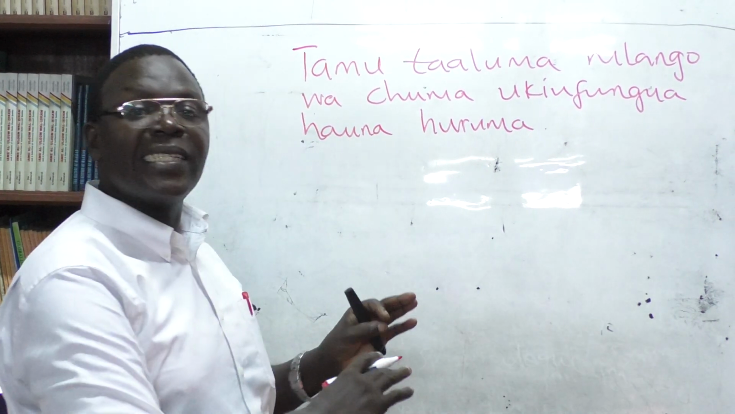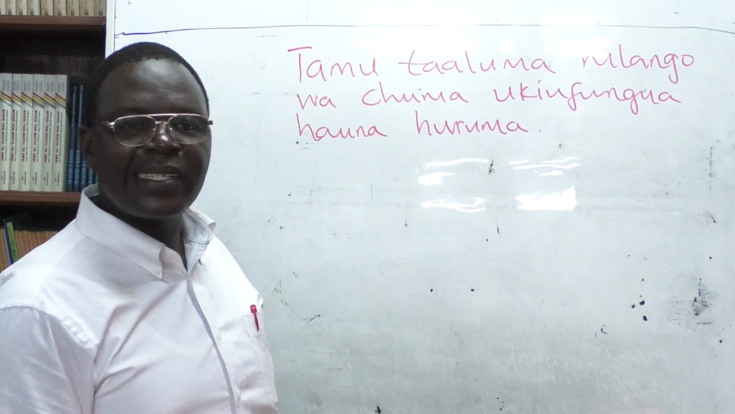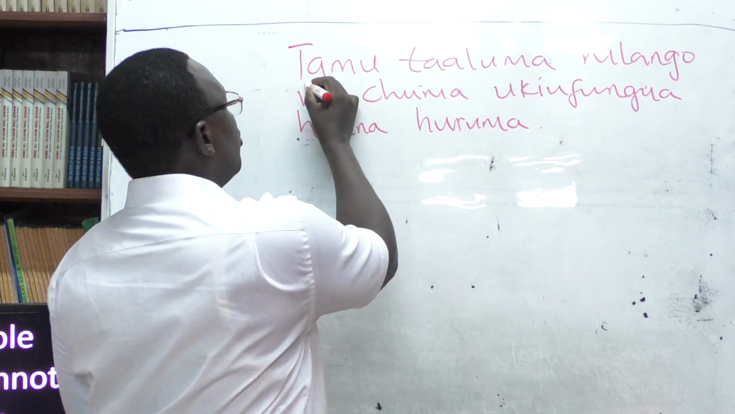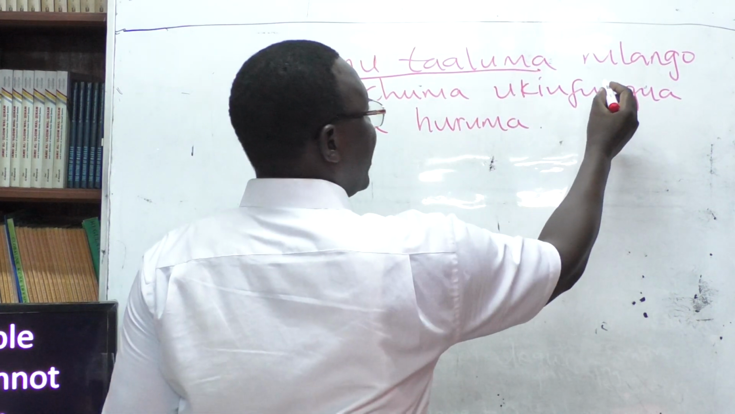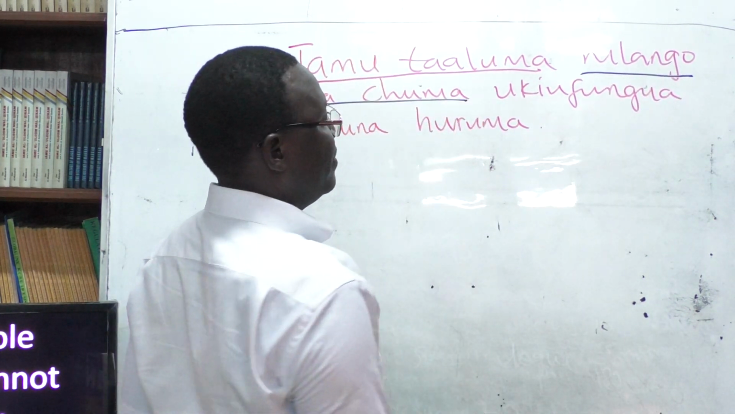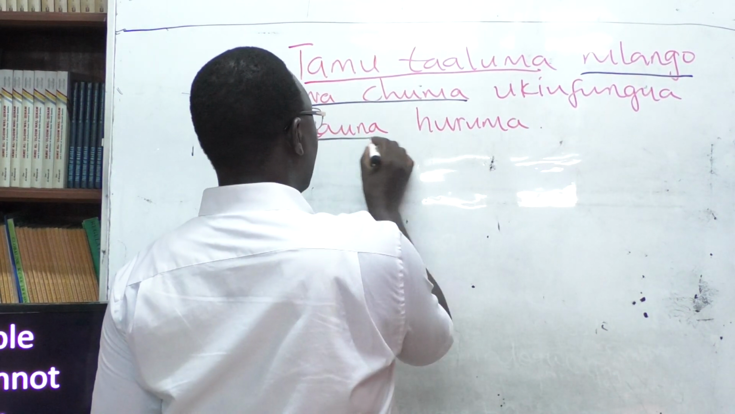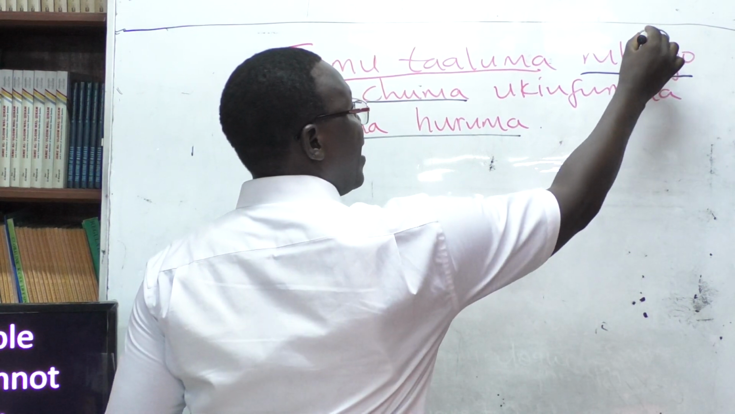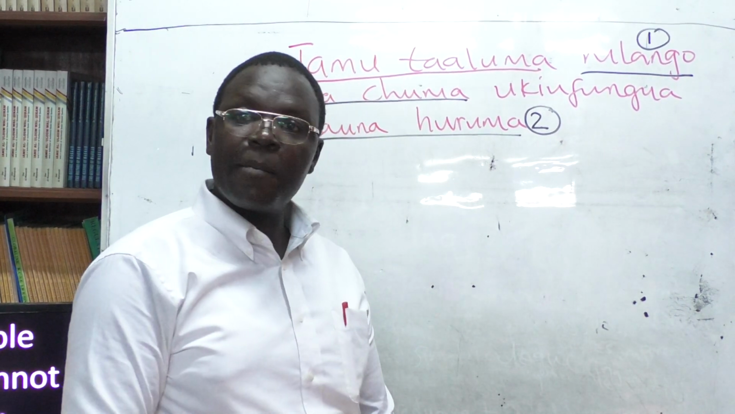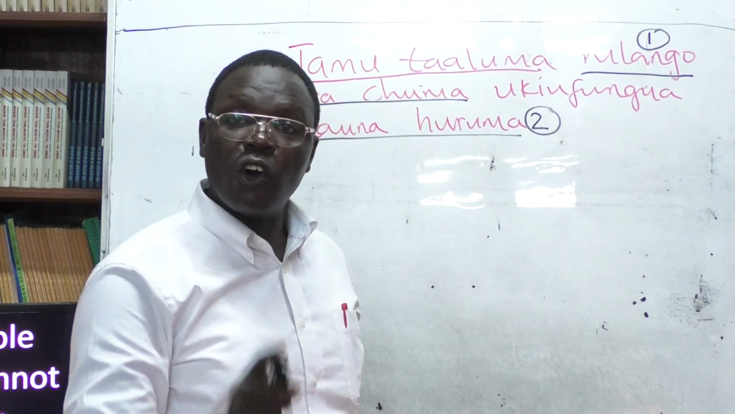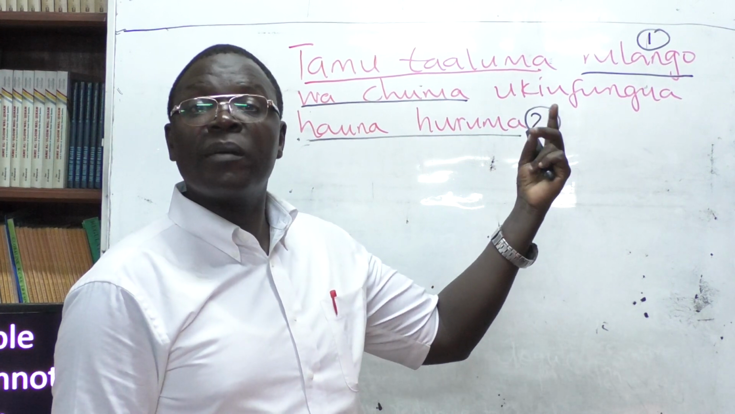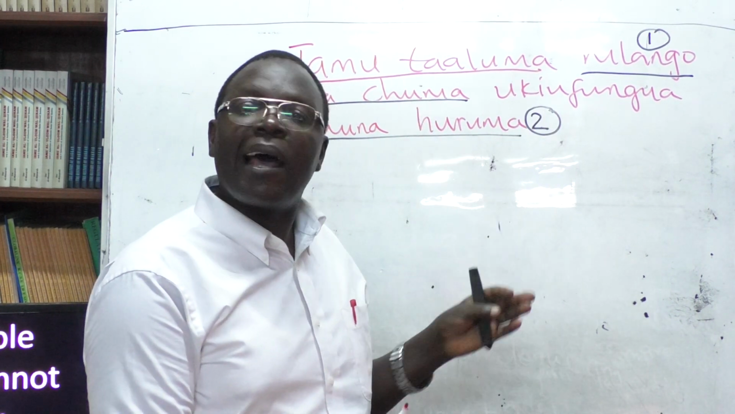Whatever you see here is a large extent of a combination of words that are metaphorical. Tamu taaluma. Here we have mlango wa chuma. Ukiufungua hauna huruma. This is the first metaphor, and this is the second metaphor, which means that, like a proverb, a riddle being metaphorical, we don't derive the meaning of the riddle from the words that have formed it.